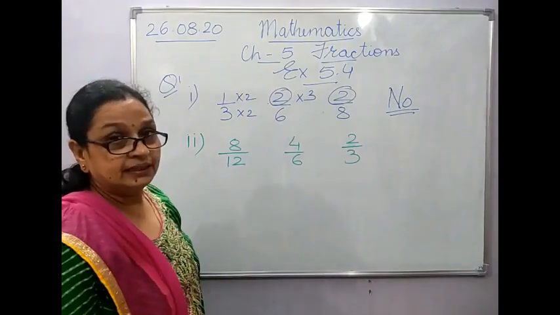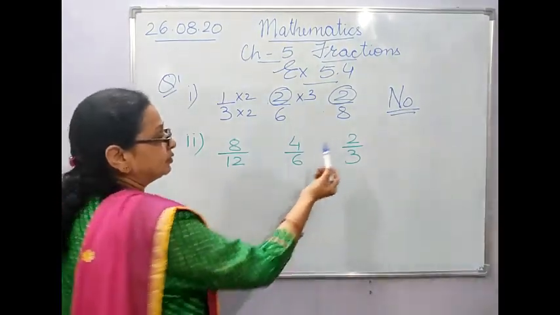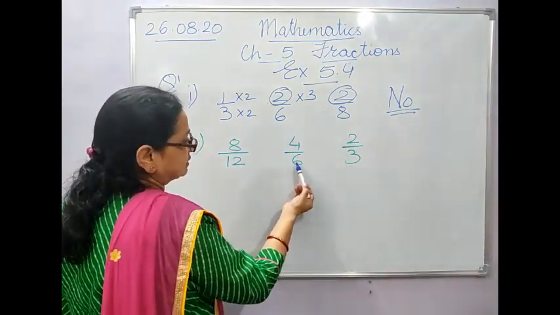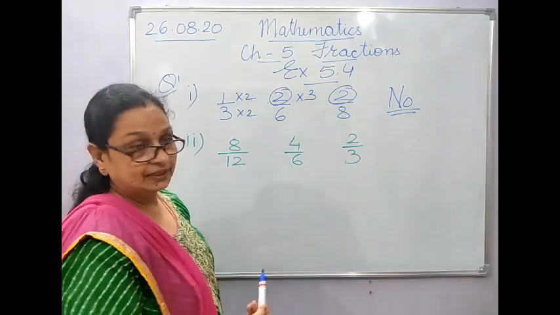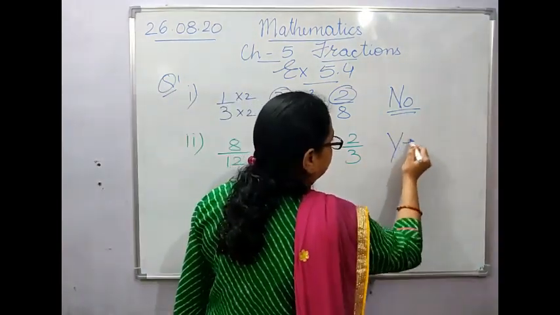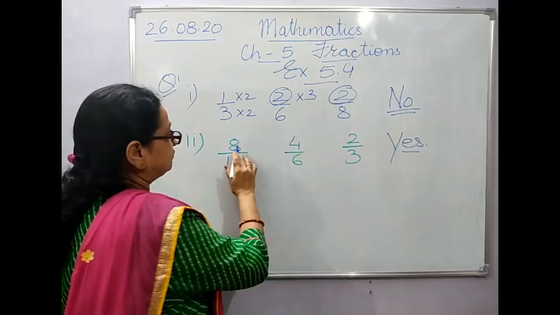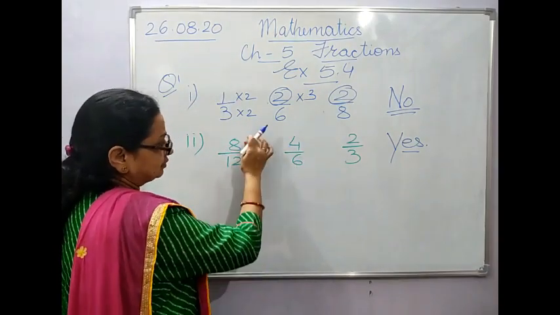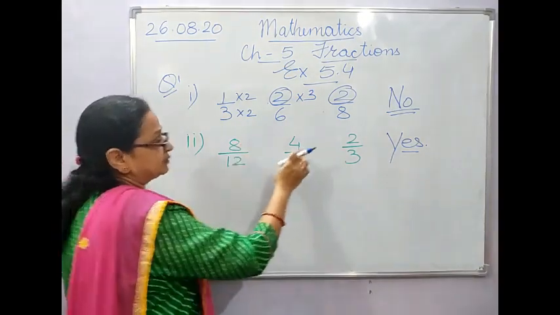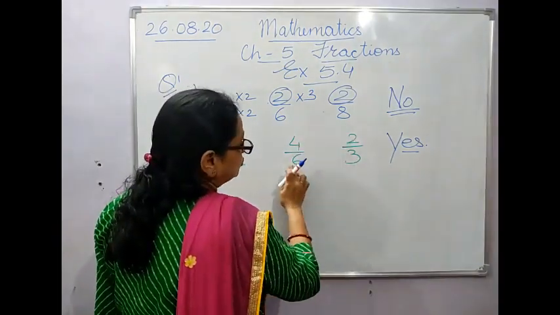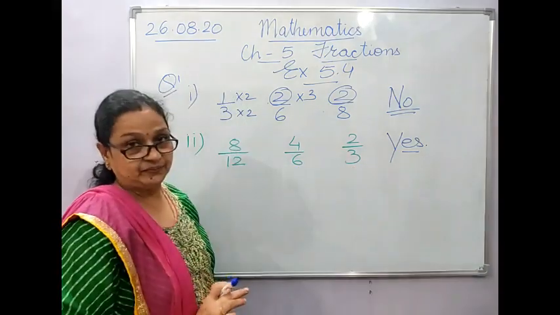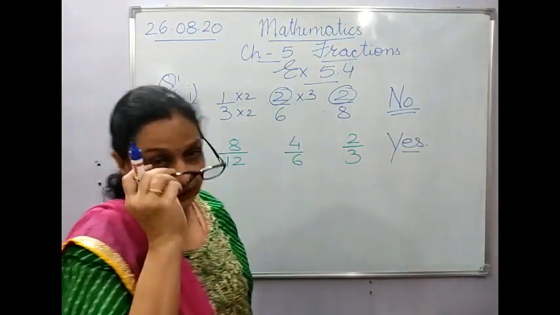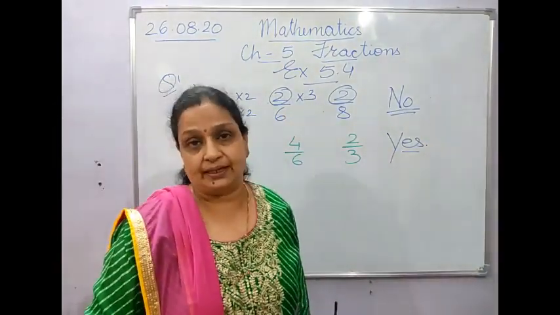Are they equivalent? Yes. Why? How did you get it? 2 twos are 4, 4 twos are 8, or 3 twos are 6, 6 twos are 12. They are equivalent. Or in other words, if you divide by 2, 2 fours are 8, 2 sixes are 12. You have divided by the same number. Similarly, 2 twos are 4, 2 threes are 6. This way you can find out. The first one is not equivalent, while the second one is equivalent.